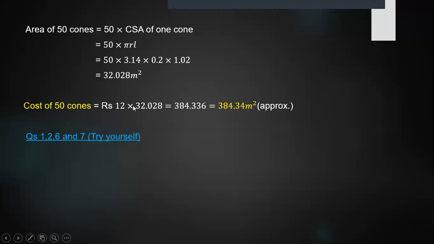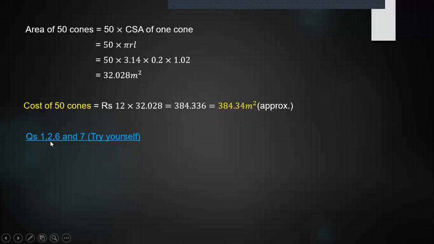So what is the cost of 50 cones? Multiply the area with 12 and you get 384.336, which is 384.34 approximately. Why am I not rounding off here, but only the final answer? Because when you start rounding off at every step, then the final answer will start getting affected because your approximation starts at an early stage. So it's best to round off the answer only in the end.